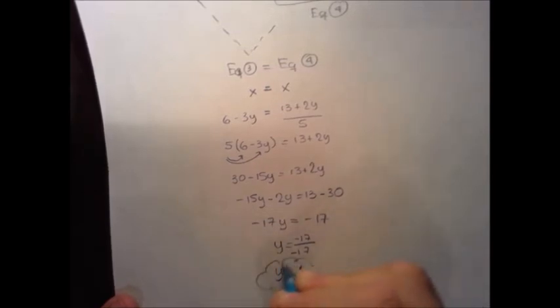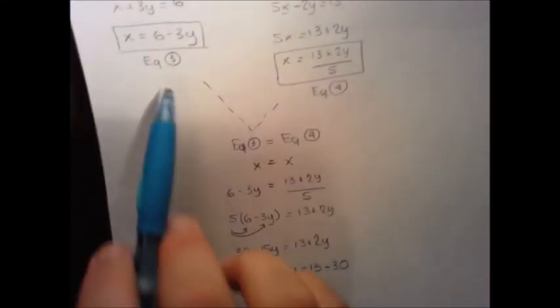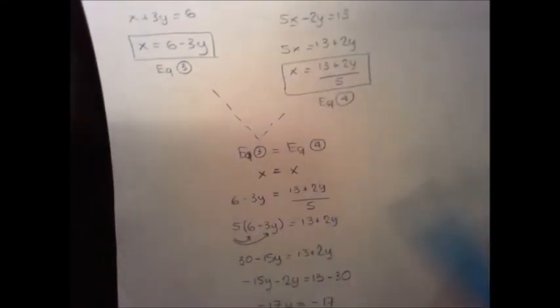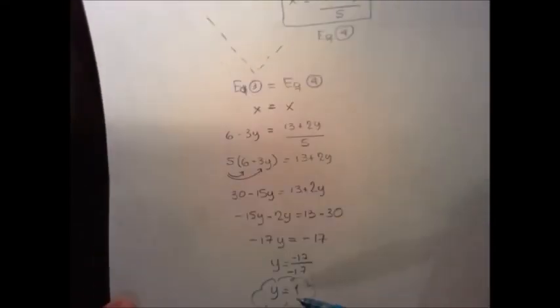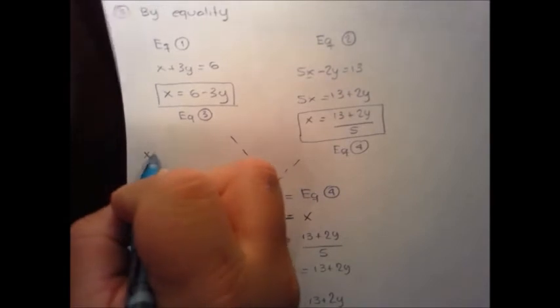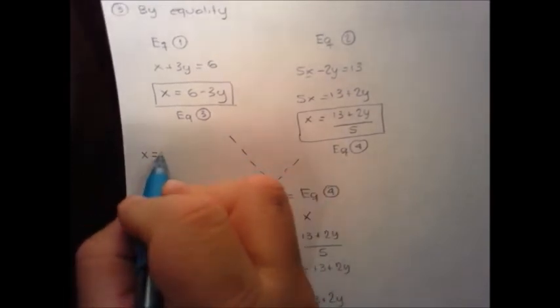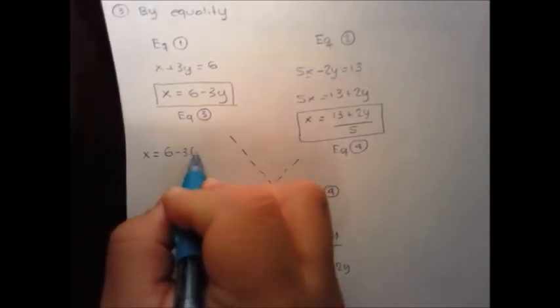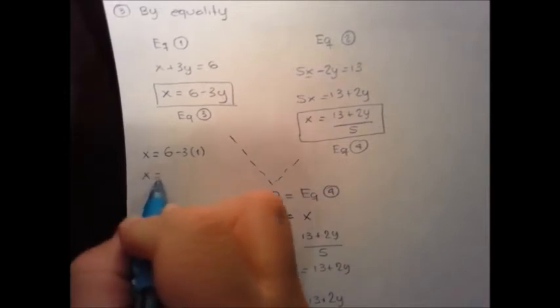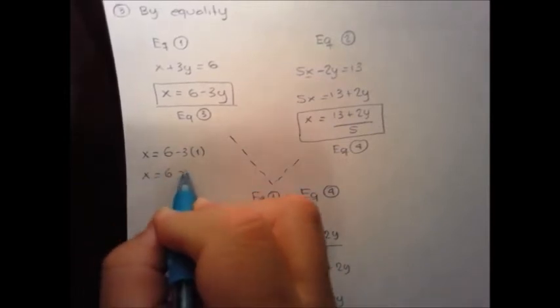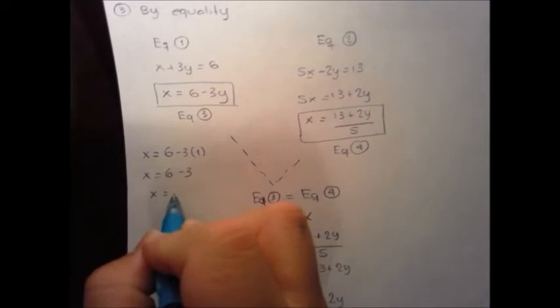As you can see, we got the same result as in the other examples. Now you can take equation number 3 or equation number 2, whatever you want, and substitute the value of y and get the value of x. For example, here you can do it. You can say x is equal to 6 minus 3 times 1. x is equal to 6 minus 3. x is equal to 3.